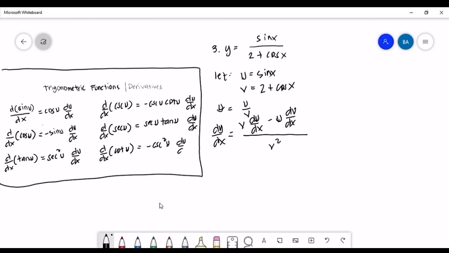Also, our v is already present, and then also the u. So next we need to find the du dx. Since our u is equal to sine x, the derivative of sine x with respect to x, this is equal to cosine x, from the derivatives of trigonometric functions. So try to use this one here.